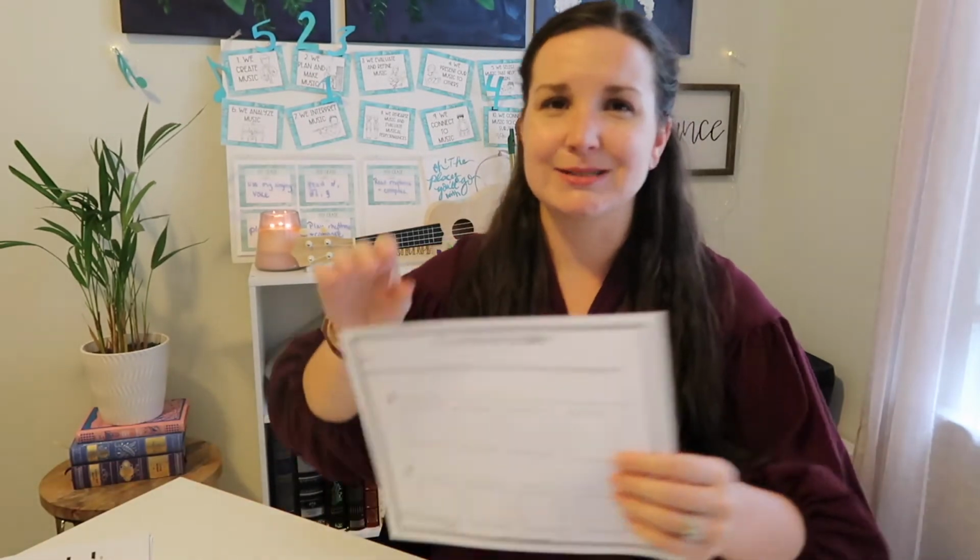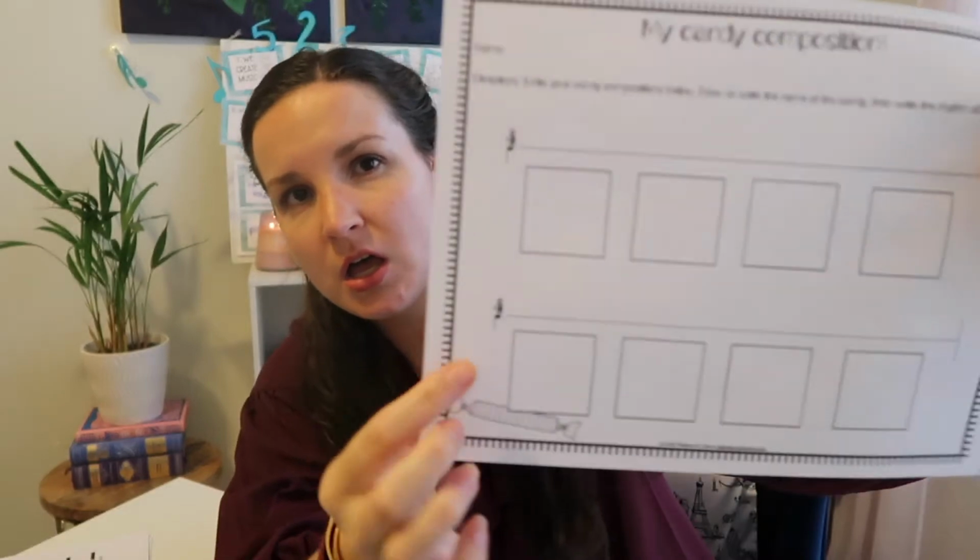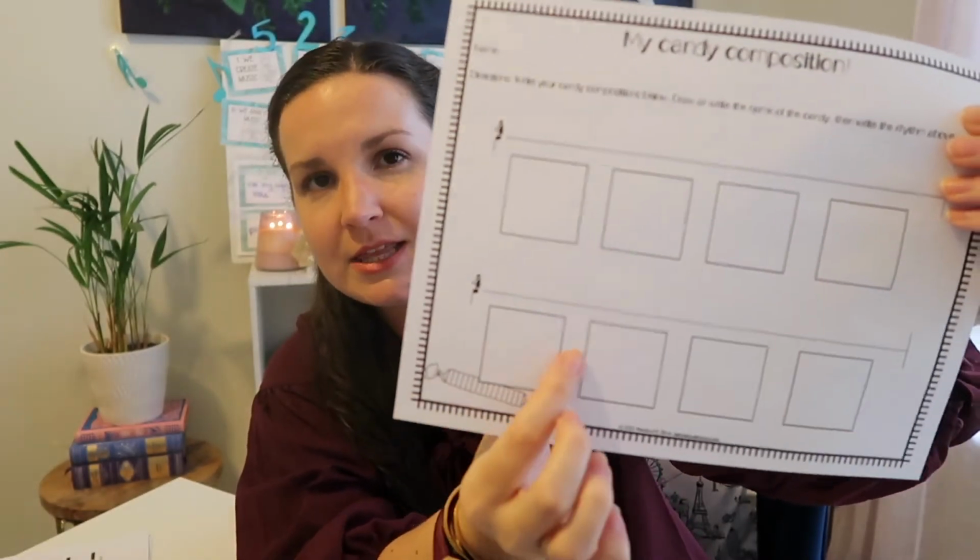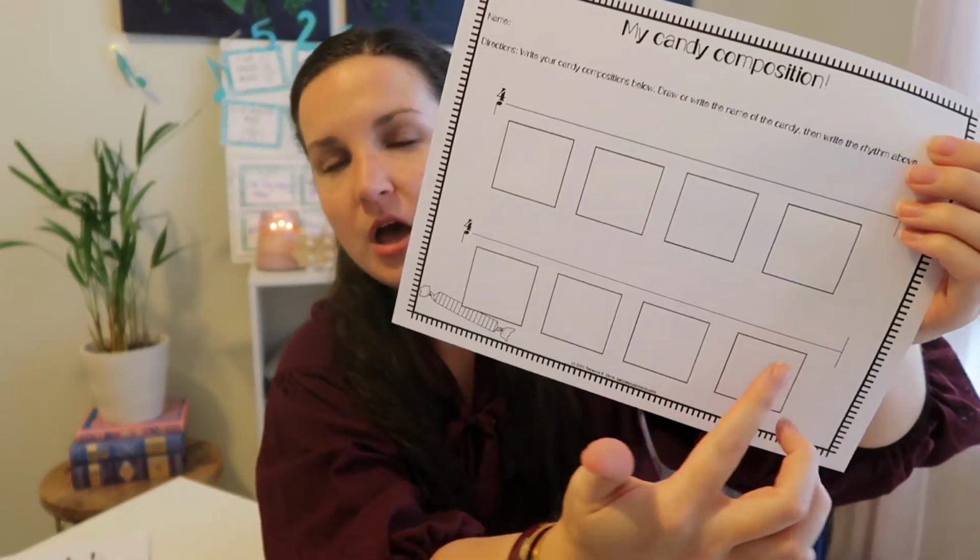Level three would be candy composition and dictation. Students would create their compositions, and then they would also figure out the rhythms and write them down. I usually do this on a piece of paper that just has boxes, so they can draw the candy or write the name, and then draw the rhythm up top.